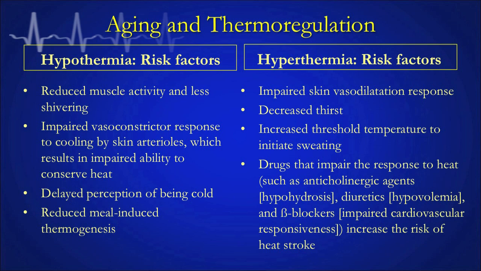We know that there is also reduced output of the sweat glands. And there are many drugs which we give to patients which interfere with these mechanisms. For example, when we give them anticholinergic medications, that's going to cause hypohidrosis. Diuretics cause hypovolemia, and beta blockers result in impaired cardiovascular responsiveness. So all these physiologic changes, as well as the medications that we are giving to older patients, increase their risk for hyperthermia or heat stroke.